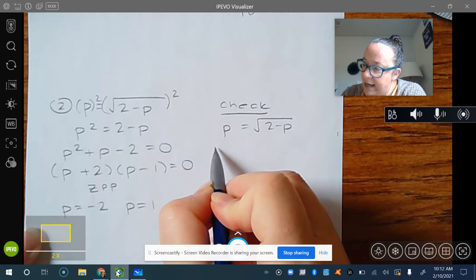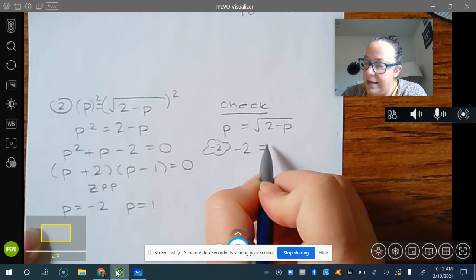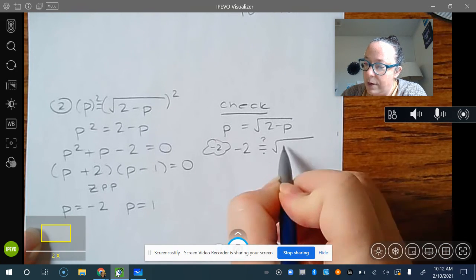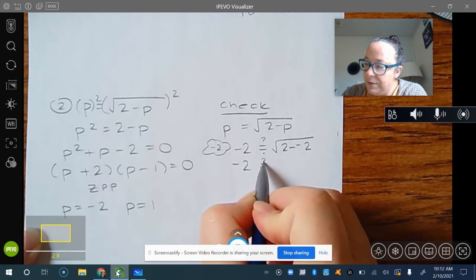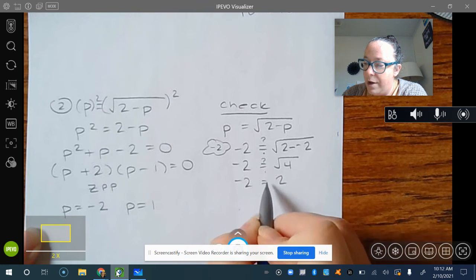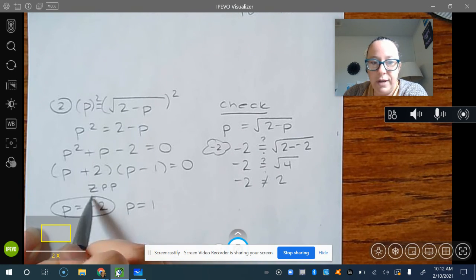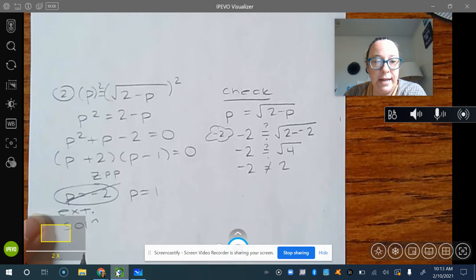So now I'm going to check negative 2 here. Negative 2 equals the square root of 2 minus negative 2. Does negative 2 equal the square root of 4? Does negative 2 equal 2? No, it does not. So negative 2, you guys, is what we call an extraneous solution.